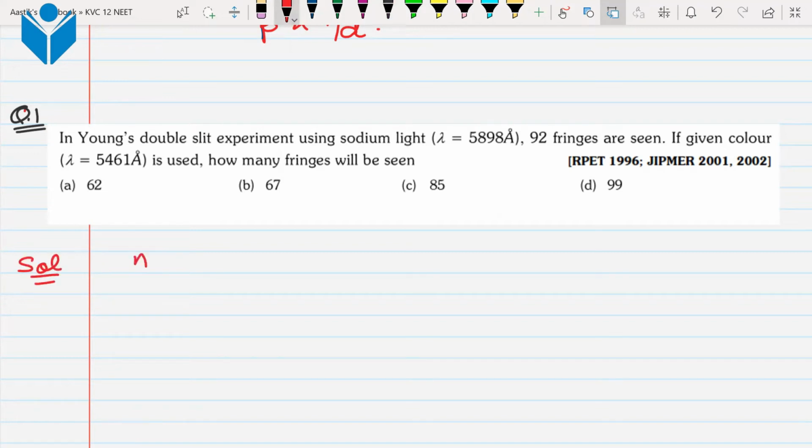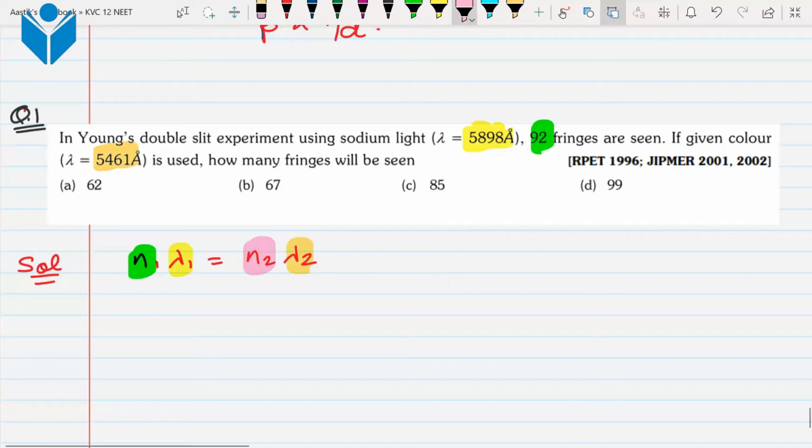You already know the formula. N1 into lambda 1 is equal to N2 into lambda 2. Everything was given for a reason. Your N1 is given as 92. Your lambda 1 is given as 5898. Your lambda 2 is given as 5461. You had to find the value of N2. So how do I get the value of N2, my dear friends? N2 will be equal to N1 lambda 1 divided by lambda 2.